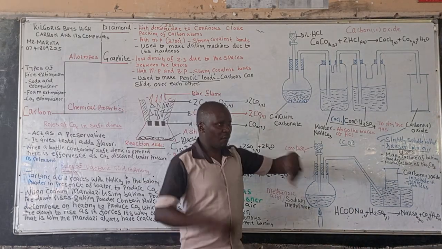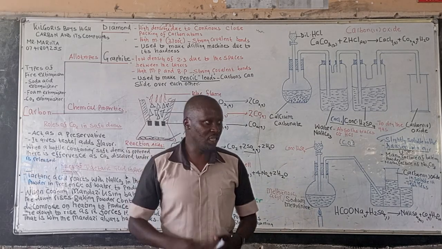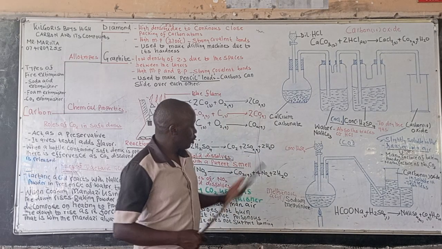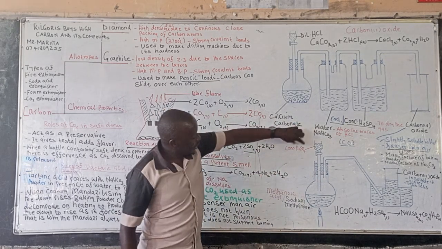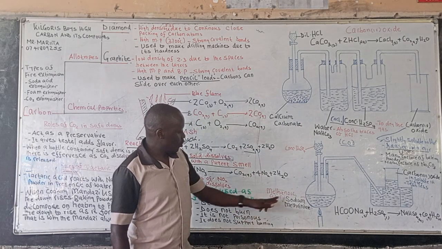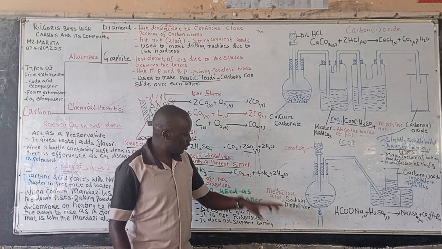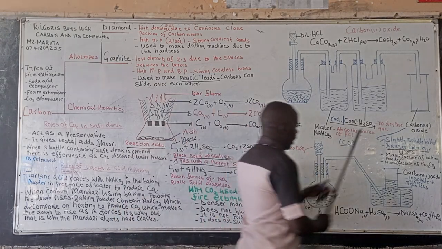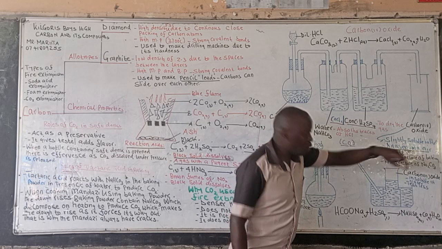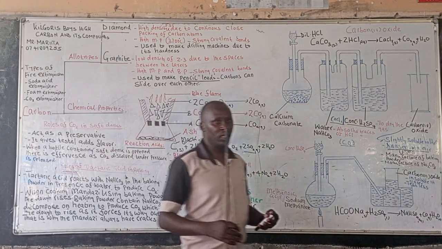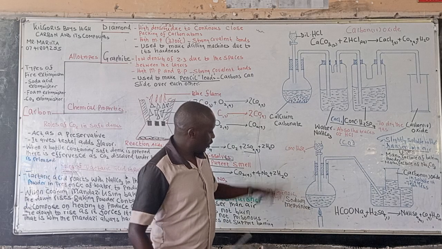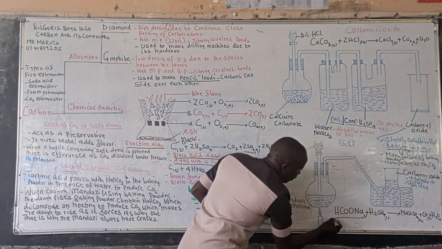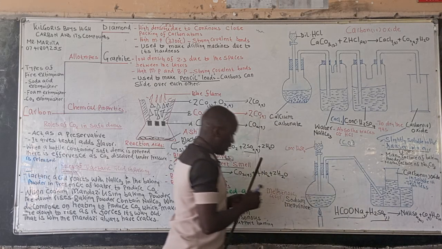Then we have another compound of carbon, which is carbon monoxide. How is the carbon monoxide being prepared? What are the reactions? With me, you can see here, we have the concentrated sulfuric acid. You can have methanoic acid, or you can have sodium methanoate in the presence of heat. Then the gas is collected over water because it is insoluble in water. So you have a reaction between the sodium methanoate and the concentrated sulfuric acid.